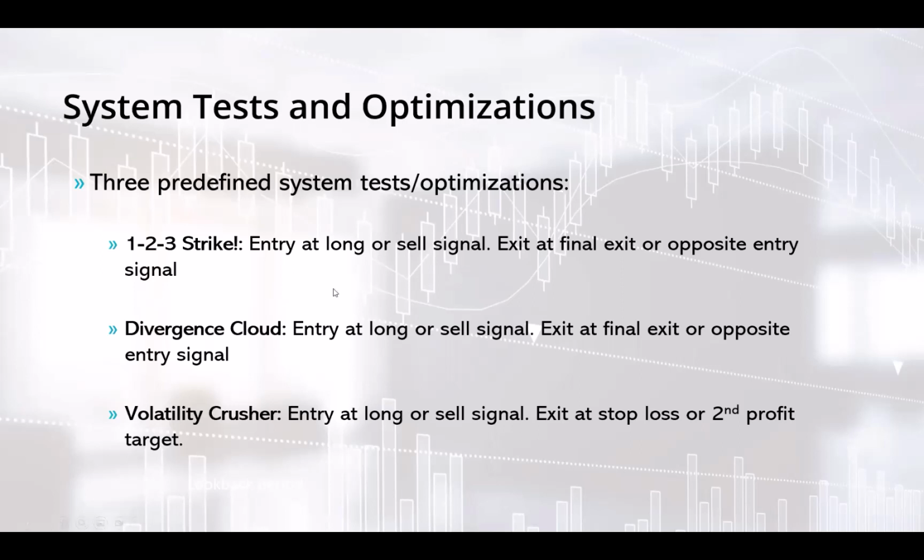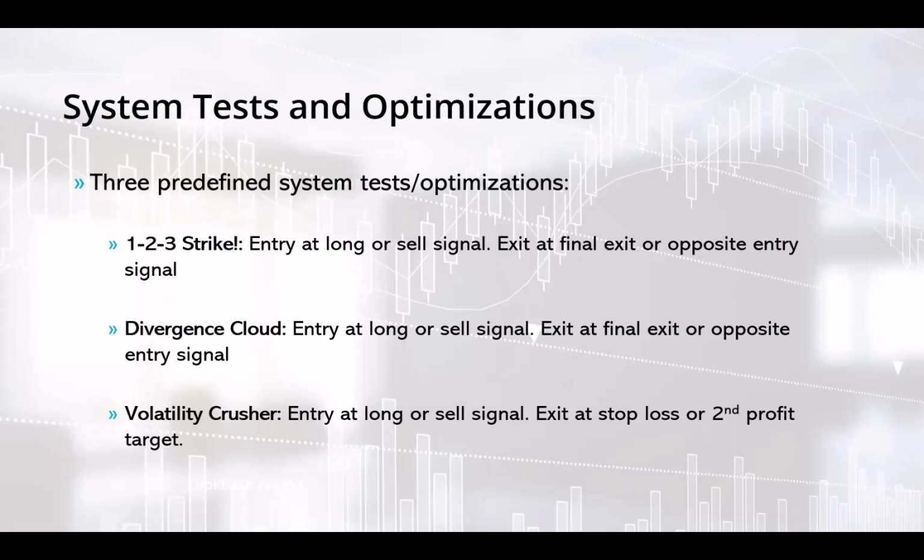Similar for our divergence cloud strategy, we enter whenever we have a long or short entry signal, and we close out the entire position, with no partial profits in between, whenever we have a final exit or an entry signal in the opposite direction. And for volatility crusher, we enter at a long or short entry signal and we exit the entire position, again no partial profits, when we either get stopped out or our second profit target, the one that's further away, is hit. So these are 3 strategies that we have built in.